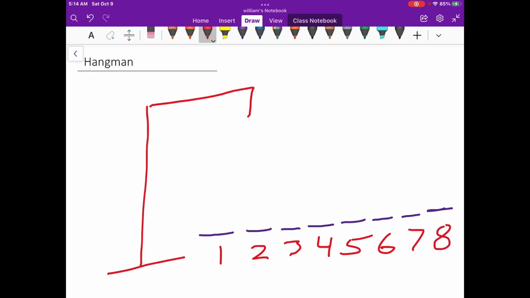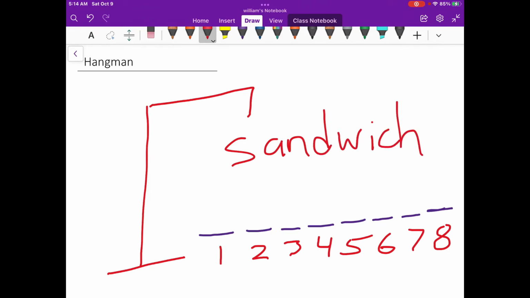Now they don't see the word sandwich, but I'm just going to write here, this is the word we're using. I would never write this on the board, but you can see it's 1, 2, 3, 4, 5, 6, 7, 8. It's important to get that right. Sometimes I'd make a mistake and put 7 lines and it's an 8-letter word. You don't want to do that. So you just want to make sure that it's 8 letters.